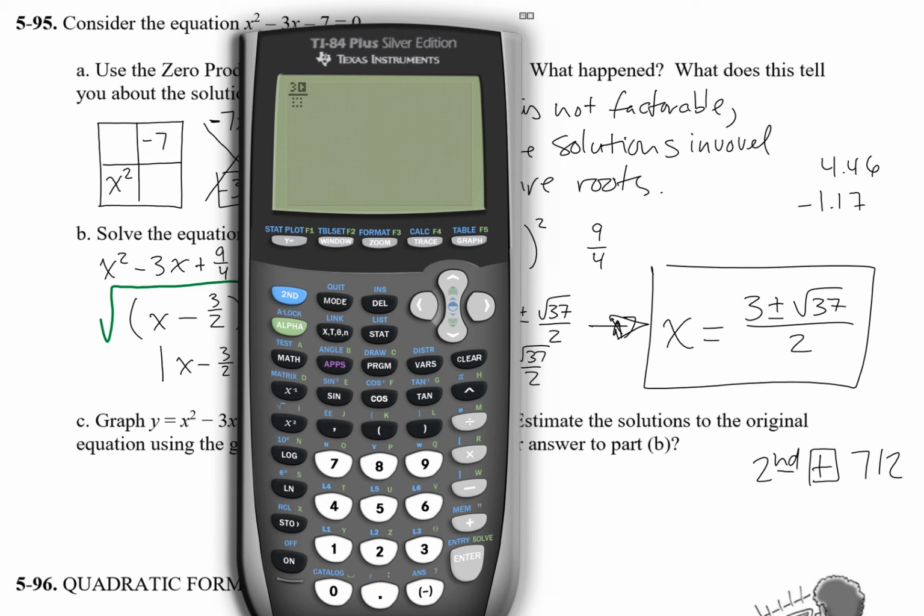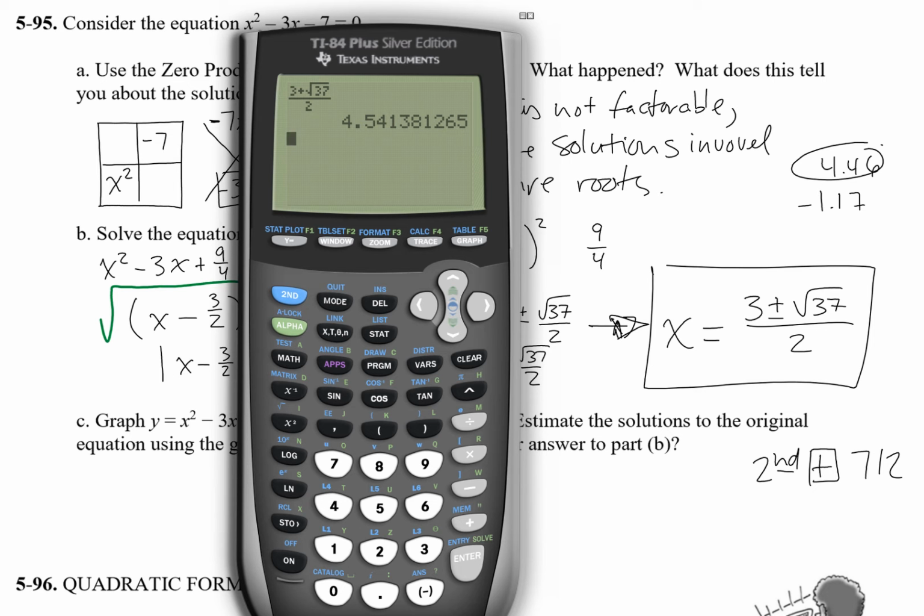In the numerator, I'm going to enter 3 plus. I love how this ROM does this. This calculator is awesome. So I've got 3 plus the root 37, and then that's going to be all over 2. And I want to look at that as a decimal. And you can see I got 4.54.